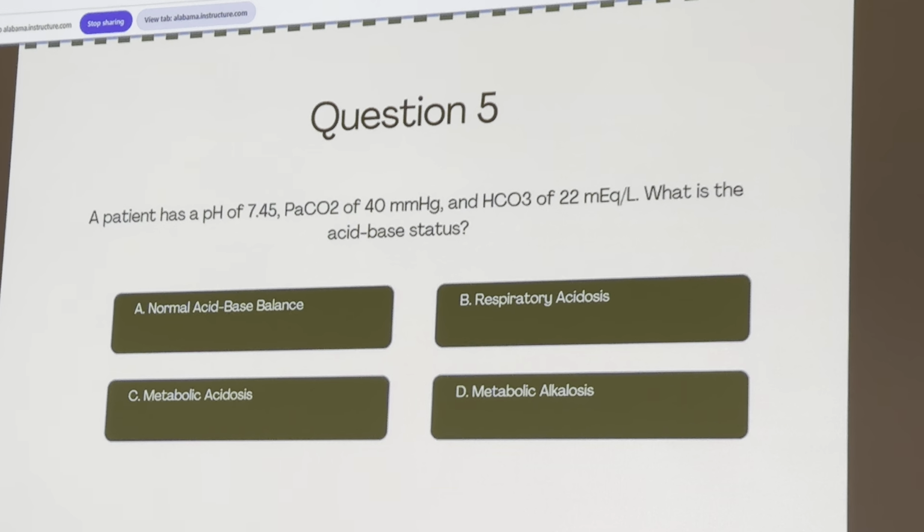pH 7.45, CO2 of 40, bicarb of 22. Sam says normal. Everybody agree with Sam? Yep, I like Sam's answer. So remember your normal reference ranges, and everything is going to be within that normal reference range, okay? There can be some normal answers, so don't go hunting for those zebras and thinking that something's supposed to be wrong. If it's right, it's right. If it's normal, it's normal, okay? Don't overthink it.